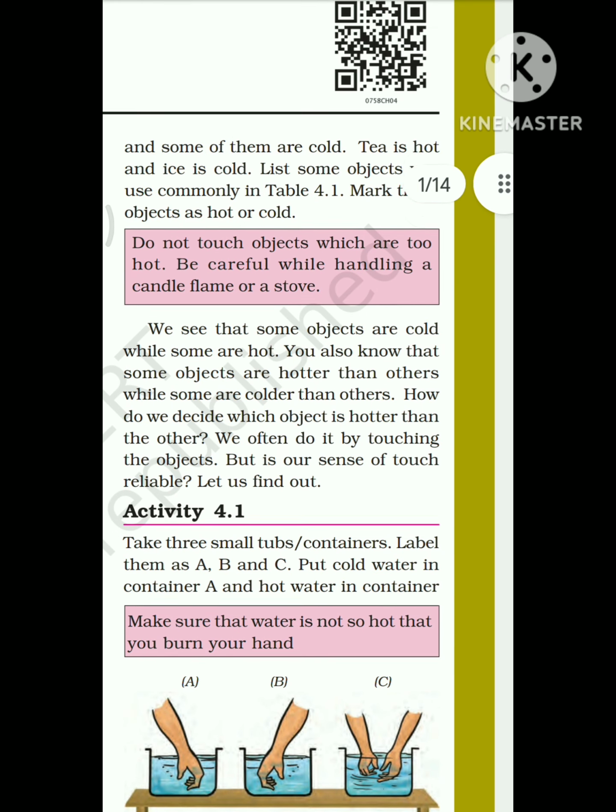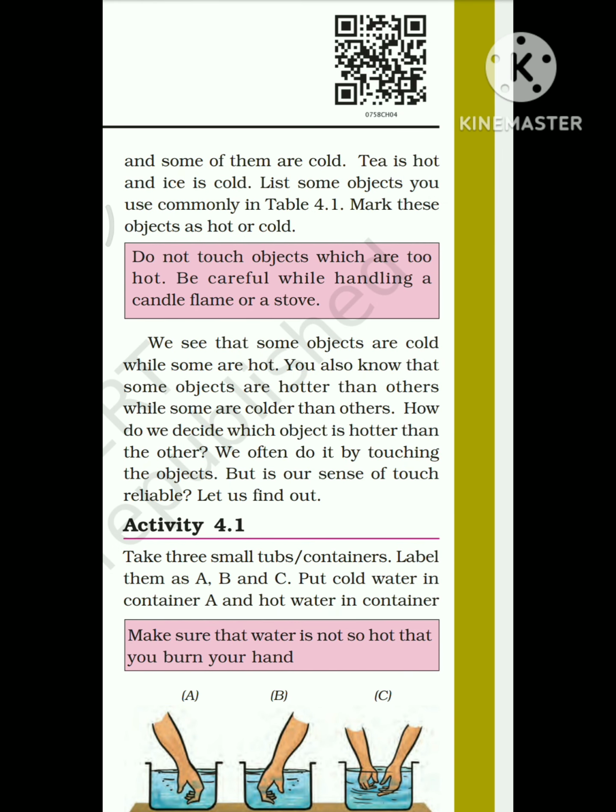Then there is a caution: do not touch objects which are too hot. Be careful while handling a candle flame or a stove. Then we will do an activity, which is activity 4.1.